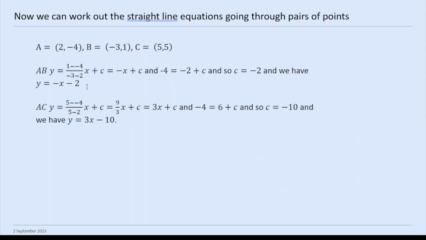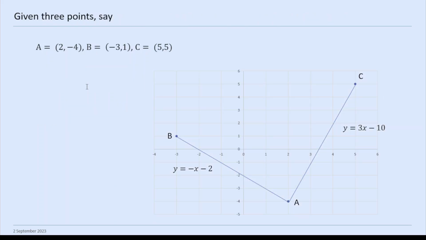Okay, so we work out the next line. So this is the line AC, and I won't go through all the detail, but it comes out as y equals 3x minus 10, which is like this. So it's got a positive gradient, quite a steep gradient, and then if you kept on projecting it downwards it would hit the y-axis at minus 10.